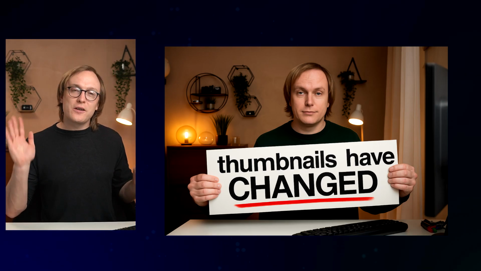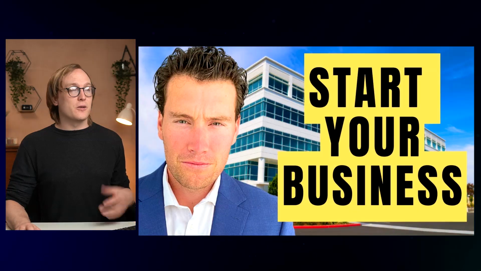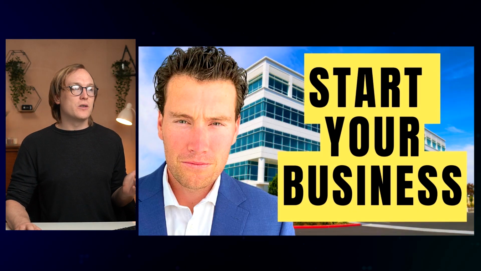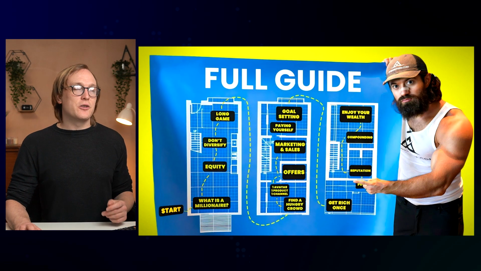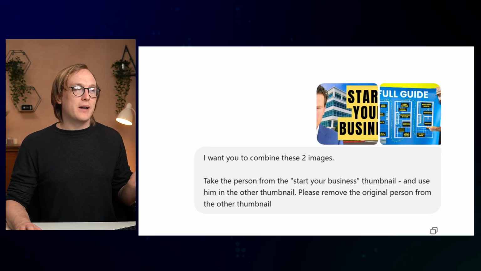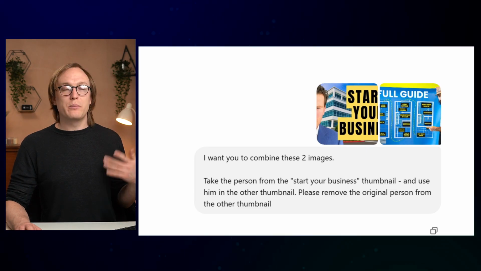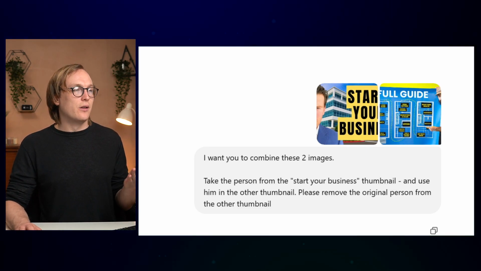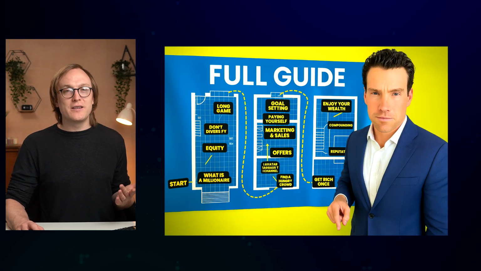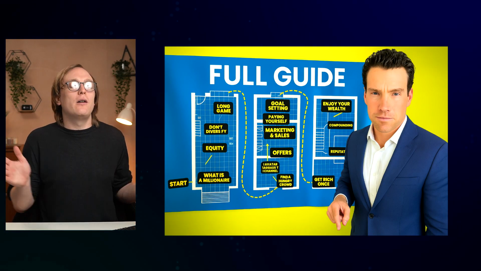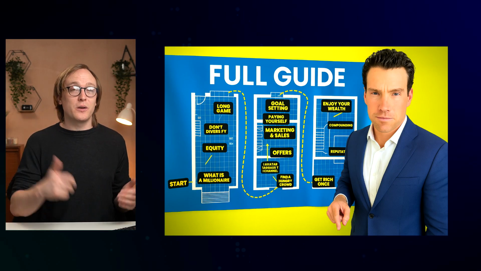Now there's one final technique and we can use it to replace people in other images. So I started with this thumbnail and then I wanted to place this person into Alex Hormozi's thumbnail. And I just said to ChatGPT, I want you to combine these two things, take the person from the Start Your Business thumbnail and use him in the other thumbnail. Please remove the original person from the other thumbnail. And this is what it created. It's almost perfect and it would be a very good thumbnail for YouTube.